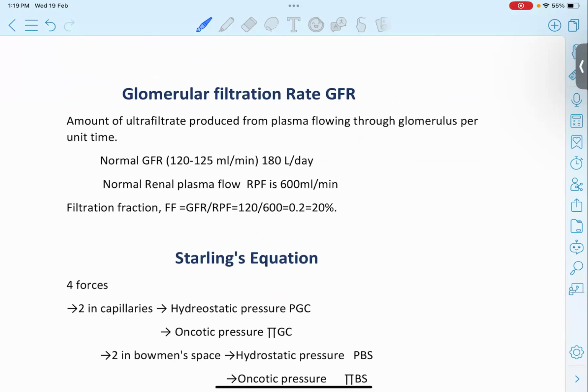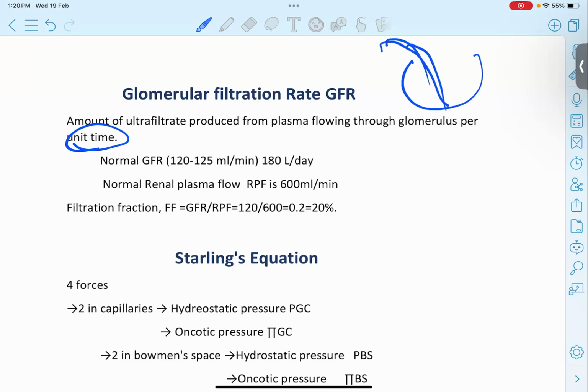Next, we'll move into a very important topic, which is GFR, glomerular filtration rate. What do we mean by GFR? GFR is nothing but the amount of ultrafiltrate produced from plasma flowing through the glomerulus per unit time. That means per unit time, the amount of ultrafiltrate that passes through. Ultrafiltrate means the plasma.